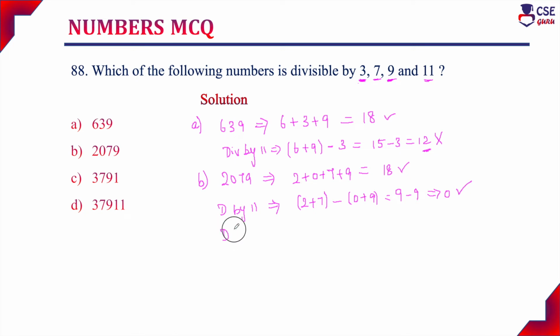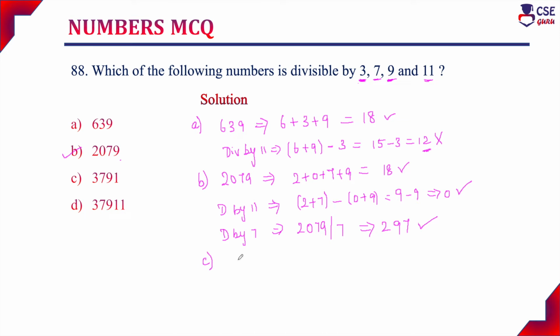Next, we have to check divisibility by 7. And 2079, whether it is divisible by 7. Yes, it is divisible by 7. So the correct answer is 2079 and the correct option is option B. For confirmation, we will check for C and D also.